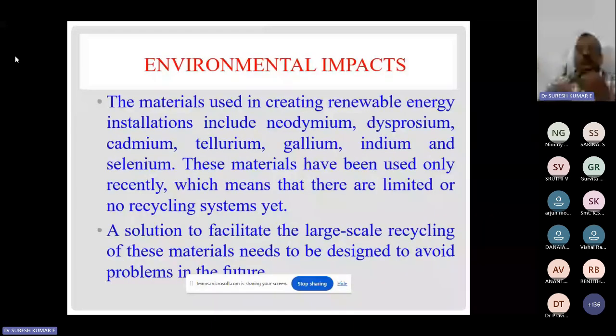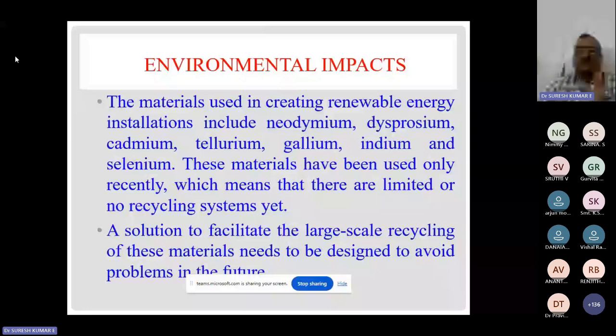Now, other environmental impacts we will see. The materials used in creating renewable energy installations include neodymium, dysprosium, cadmium, very dangerous, tellurium, gallium, indium, and even selenium. These materials have been used only recently, which means that there are limited or no recycling systems yet. That's why I told previously, now we are not at all interested, but in another 10 years it will be a concern.